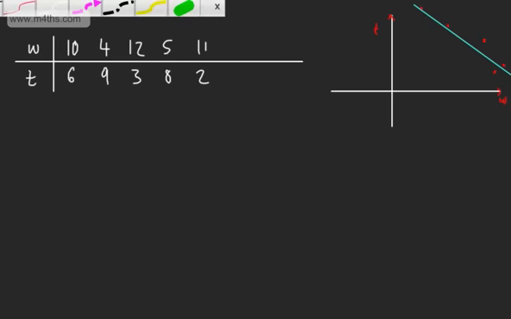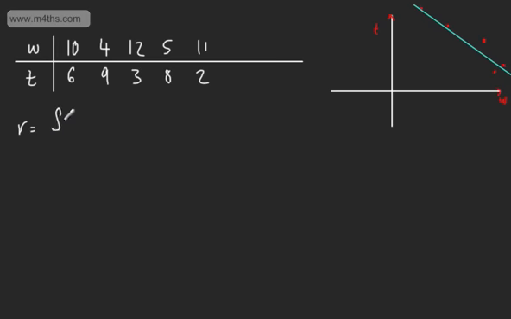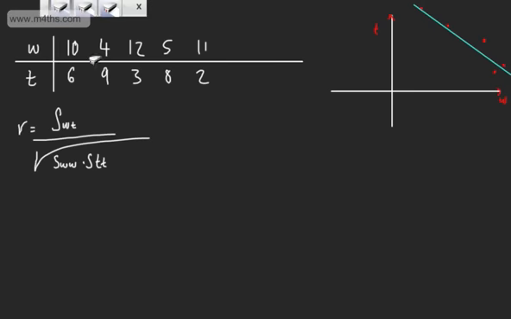So let's go ahead and do this. R is going to be SWT over the square root of SWW multiplied by STT. Don't worry about these not being X and Y. If you really must, you can change them over, but in an exam you must put your answer back in terms of W and T.